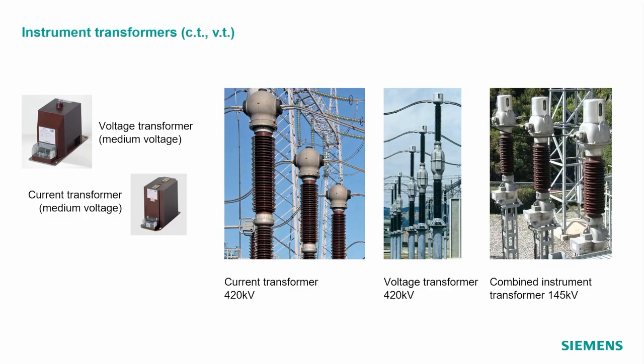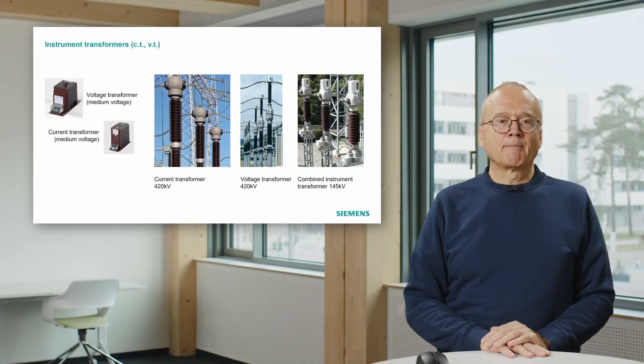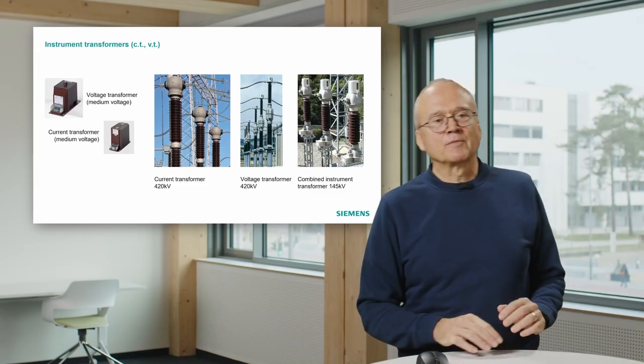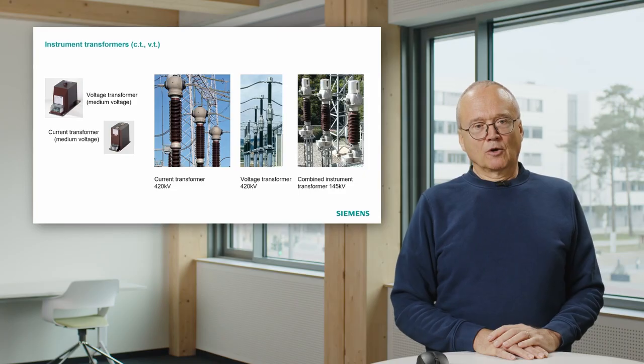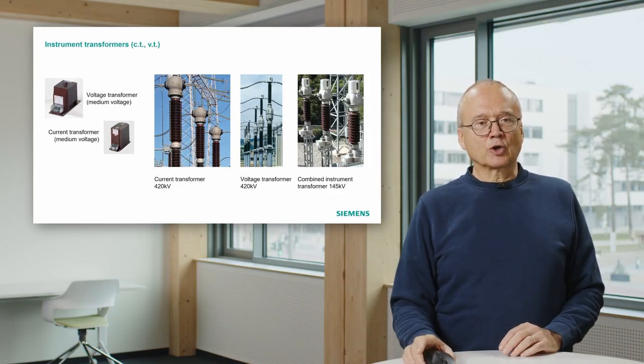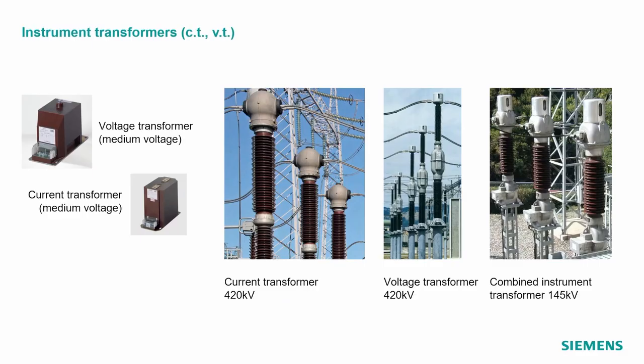Let's also have a short look at the instrument transformers, just to show a few examples. On the left-hand side, you see a voltage transformer and a current transformer for medium voltage. You see here the connection points for the voltage and also for the current. That means the current flows through the current transformer this way. The primary current in the line is connected to this one. And our protection relay is then connected here at the bottom at these terminals where we see the transformed voltage and also the transformed current.